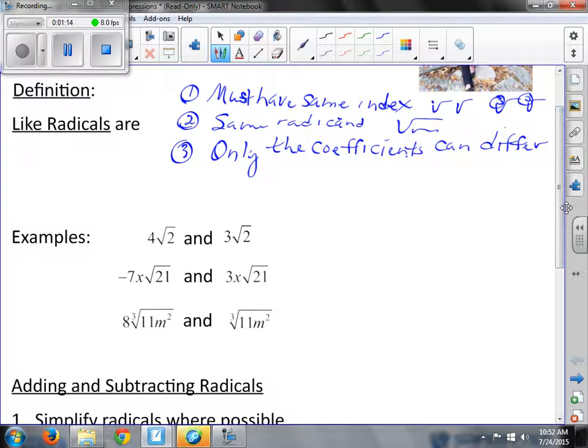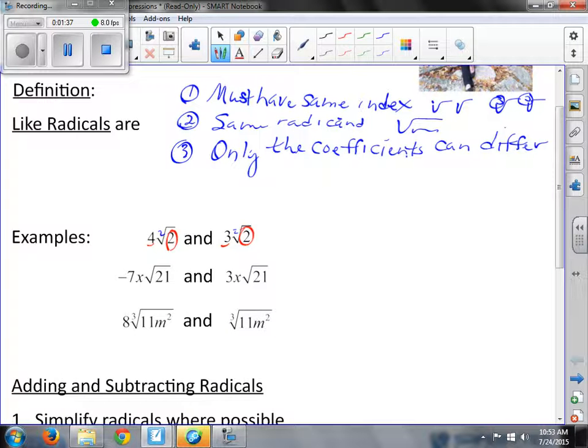4 square roots of 2 and 3 square roots of 2. These are both square roots. They have the same index. They also have the same radicand. They have the same thing under the radical. And only the coefficients differ. One is a 4 and one is a 3. All right, let's look at the next example.